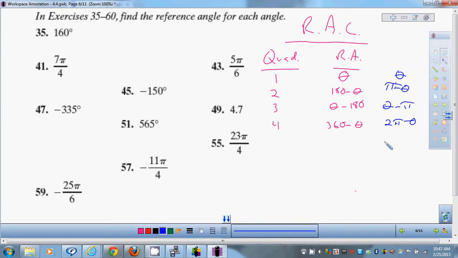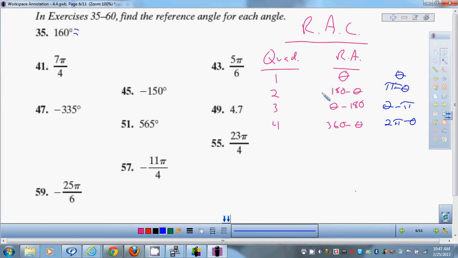35. What quadrant is that in? 2. 160. Oh, you meant, I got you. 160 is in the second quadrant, so therefore what's my reference angle? 180 minus your angle? 20. It's all in the chart. Let's just do all the degree ones first.